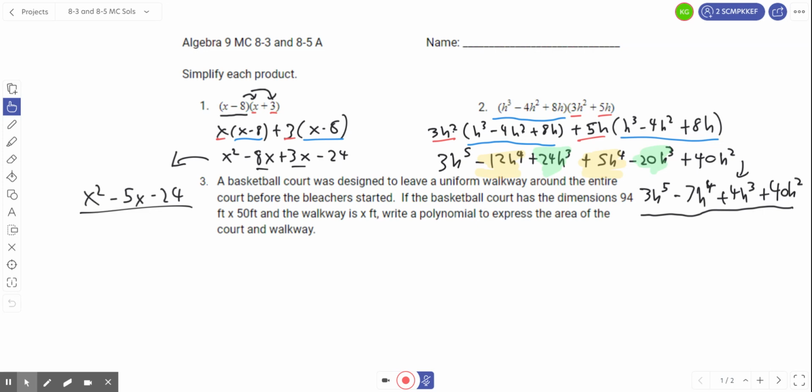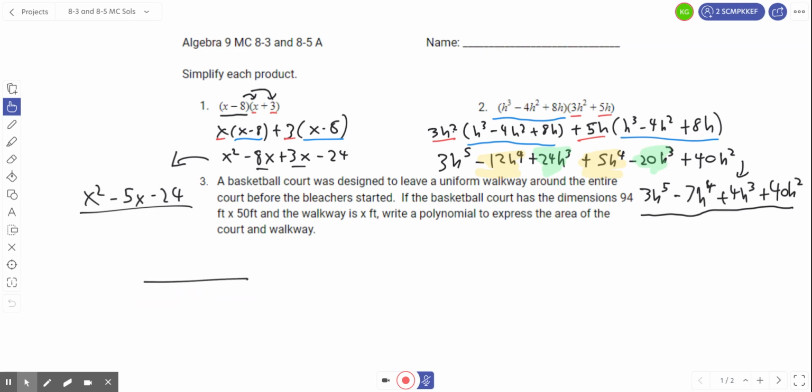All right, question number 3. A basketball court was designed to leave a uniform walkway around the entire court before the bleachers started. If the basketball court has dimensions 90 feet by 50 feet and the walkway is x feet, write a polynomial to express the area of the court and the walkway. Okay, let's draw a picture.